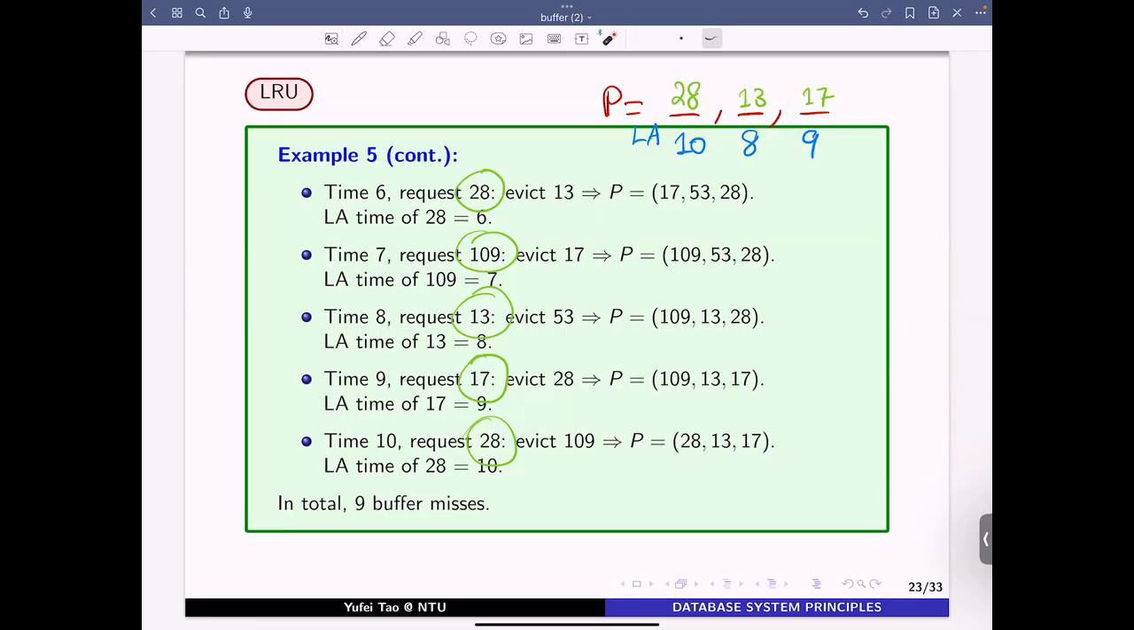LRU is much more popular simply because of the locality that I talked about. Indeed, accesses in practice do have locality. As I said, if a block is recently used, and especially if it's used again and again, that serves as a strong indication that this is an important block, and you don't want to kick it out. So that is LRU, but theoretically speaking, you are able to construct sequences where LRU actually performs worse than FIFO.